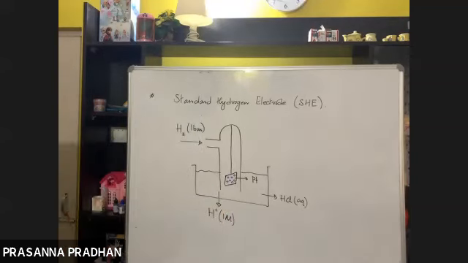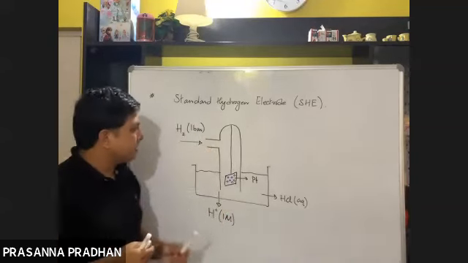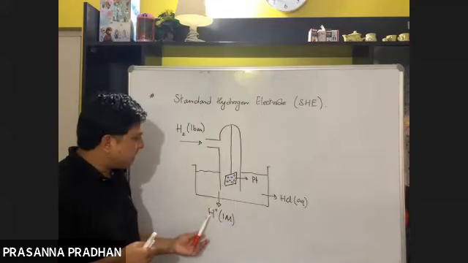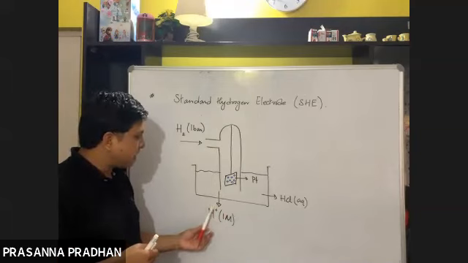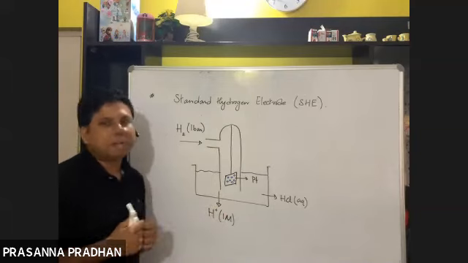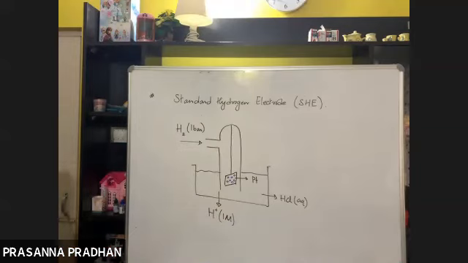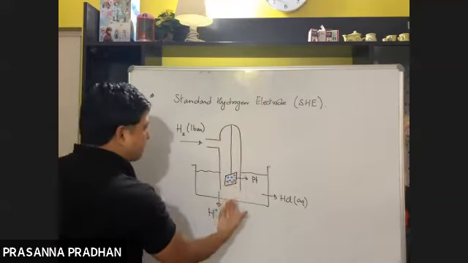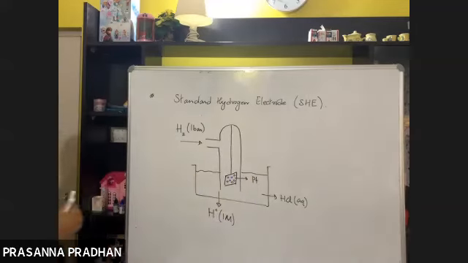So we say that in a standard hydrogen electrode, the hydrogen gas is in contact with the hydrogen ions, which are at a concentration of 1 molar. So this is what a standard hydrogen electrode looks like: hydrogen gas at a pressure of 1 bar in contact with hydrogen ions at a concentration of 1 molar. Now let us express the electrode reaction which takes place out here.